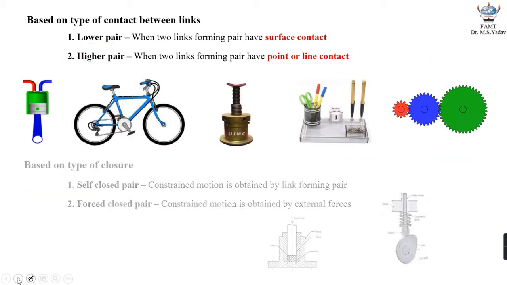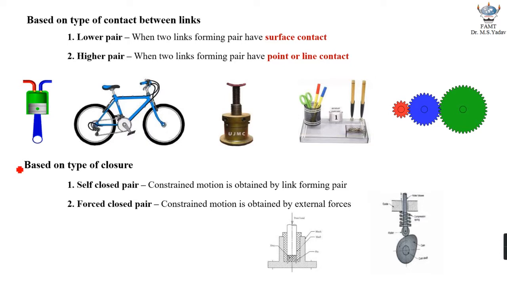So let's try and understand the last classification, which is based on the type of closure. The first category in this one is the self-closed pair, and the second one is the force-closed pair. In the case of a self-closed pair, the constrained motion is obtained by the links forming the pair itself. Say for example, if I think of gears, then in gears the constrained motion is formed by the gears which are forming the pair itself. In that particular case, that type of pair is typically called a self-closed pair.